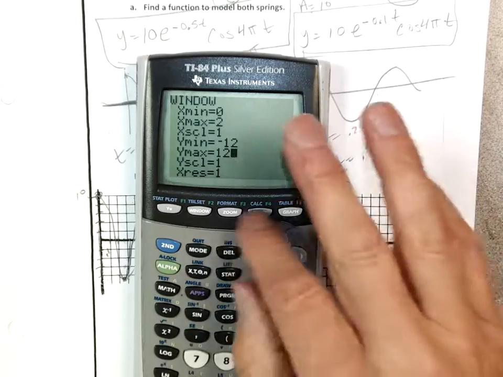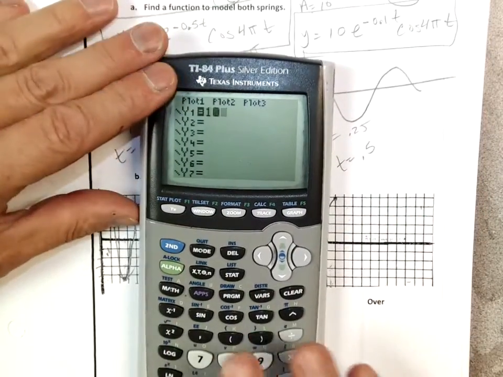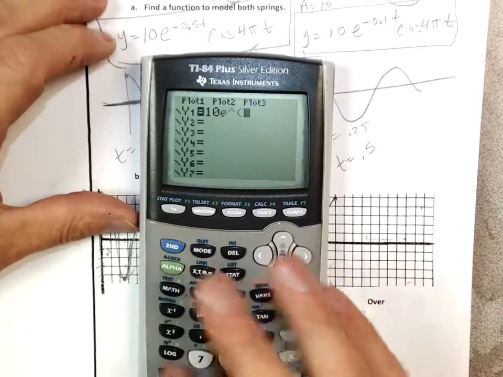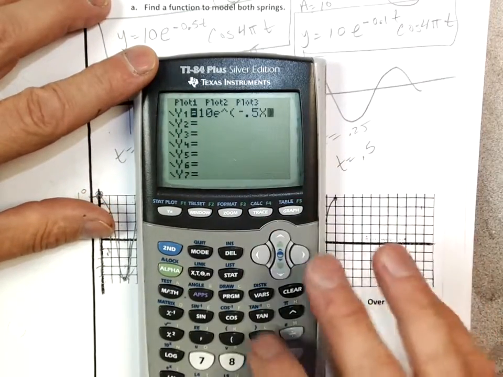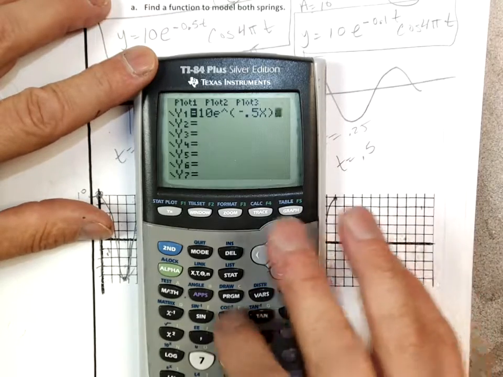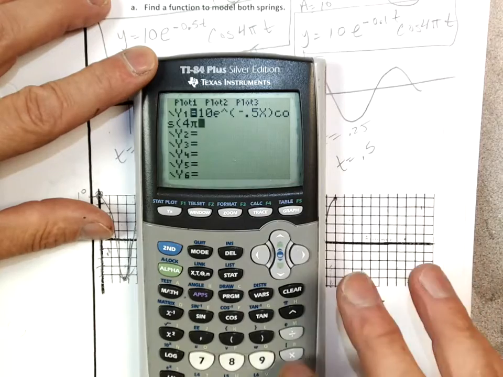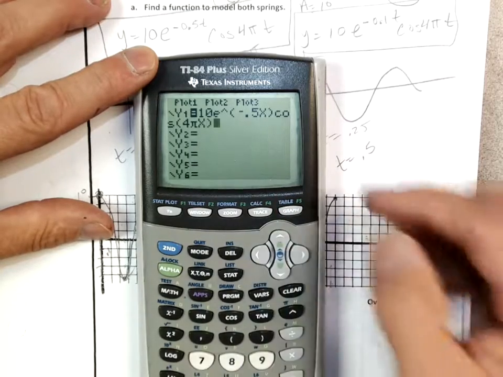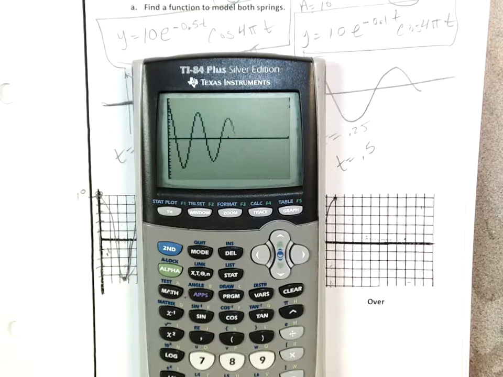Right? Let's plug in my equation. So we got to go 10 e to the negative 0.5x, which represents time, cosine 4 pi times x, right? Now let's see what it looks like. There it is. Look at that.